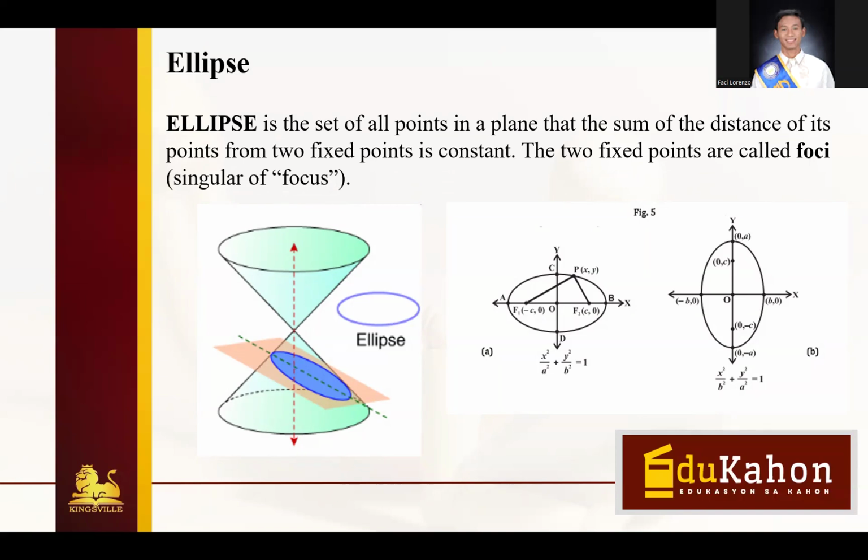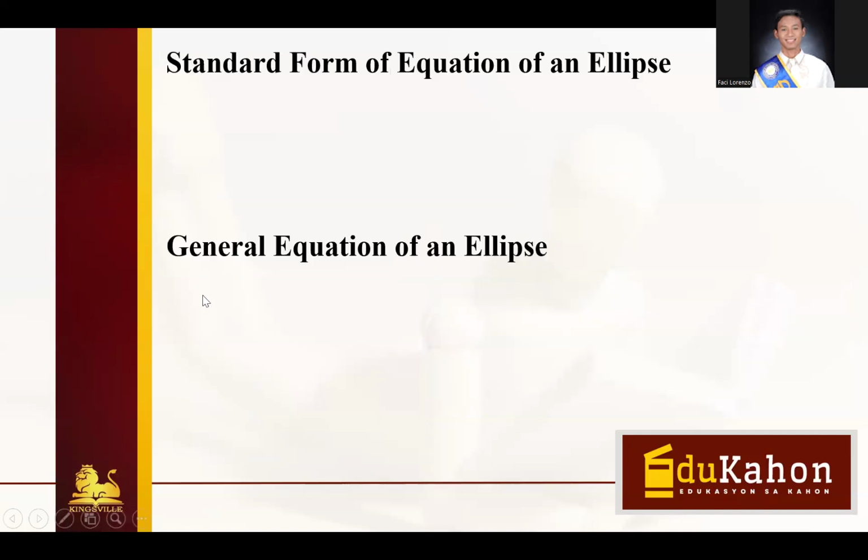Here's the formula for your ellipse. Okay, so we have the standard form of the equation of an ellipse, and this is written as x squared over a squared plus y squared over b squared, and this quantity is equal to 1. If your constant in the denominator, which is a, is greater than b, then the orientation of your ellipse, if you try to graph it, will be horizontally oriented.